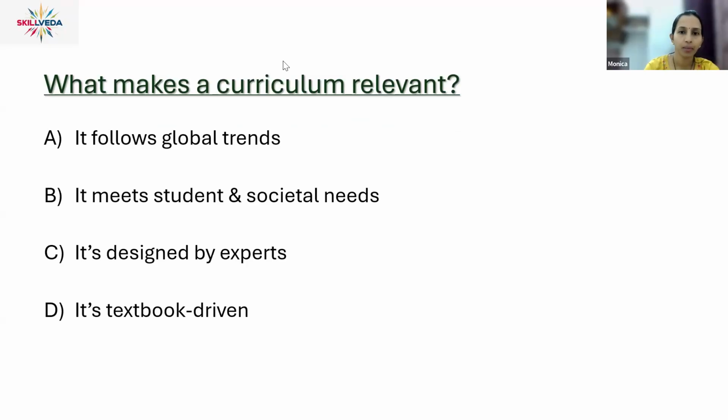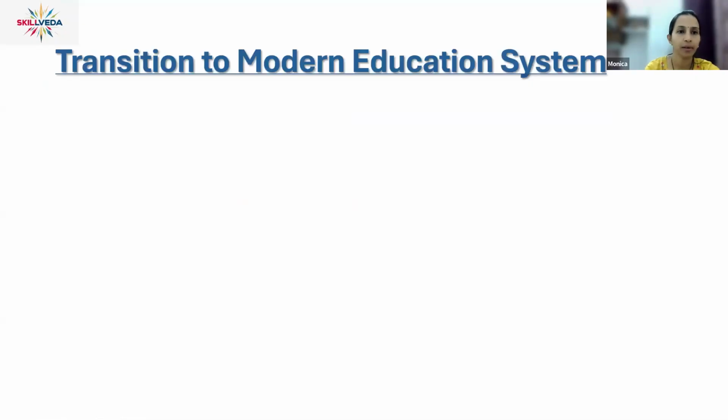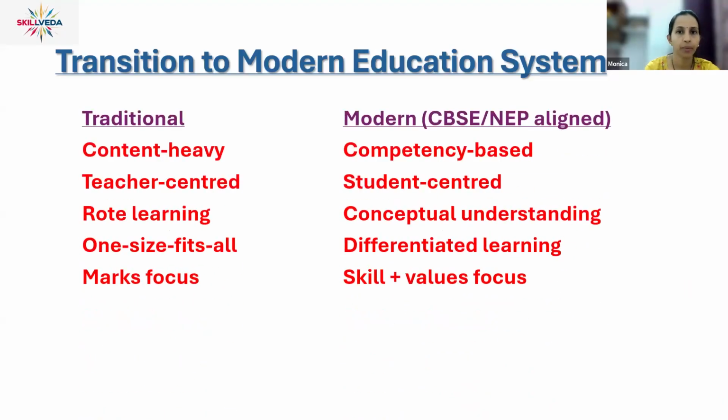So nowadays we know our teaching is completely student centered. So we have made a transition to the modern education system from the traditional ways, right? In modern education, the curriculum is not just about what to teach, but also why to teach and how to assess the learning. So CBSE strongly promotes competency-based learning and also experiential pedagogy, then holistic development, overall development of the children, and also integration of skills and values.